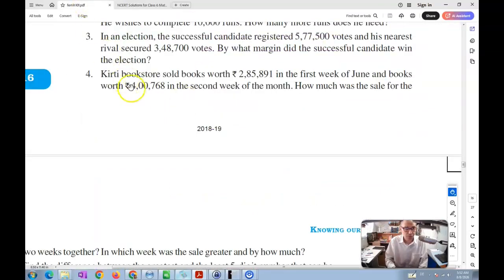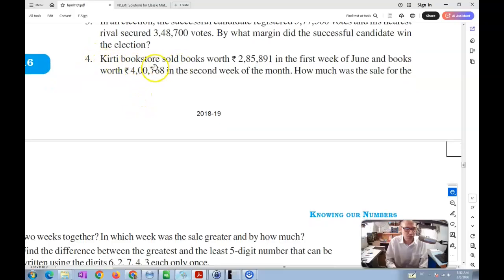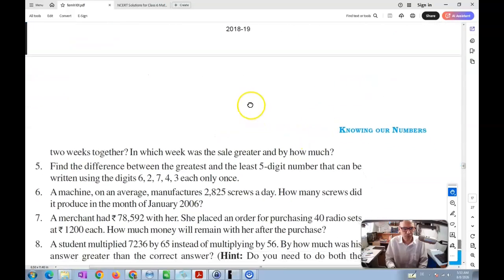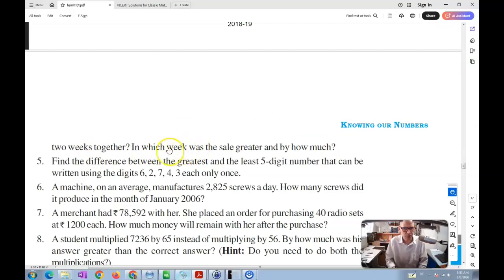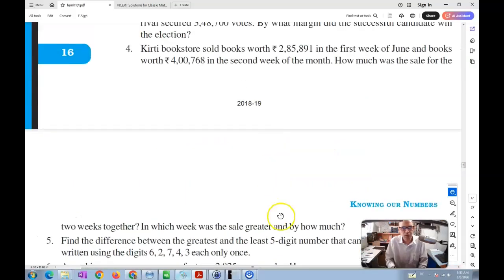Now, question number 4, we have Kirti bookstore sold books worth 285,891 rupees in the first week of June, and books worth 400,768 in the second week of the month. So how much was the sale for the 2 weeks together? In which week was the sale greater and by how much?